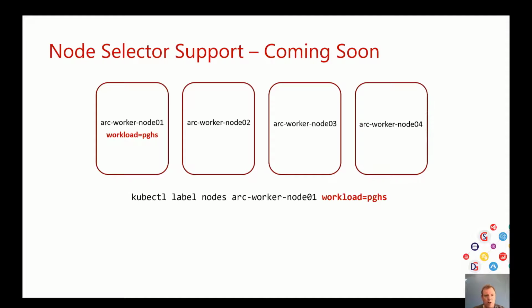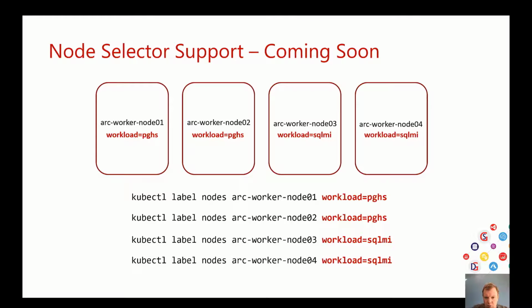What you can do is label these. We're going to label 2 of these with workload equals PGHS, Postgres Hyperscale, and the other 2 with workload equals SQL Server MI, SQL Server Managed Instance. In a future release, once you've labelled your nodes up, you'll be able to say, I want to deploy a server group, but I only want to deploy it to worker nodes that are labelled with workload equals PGHS.